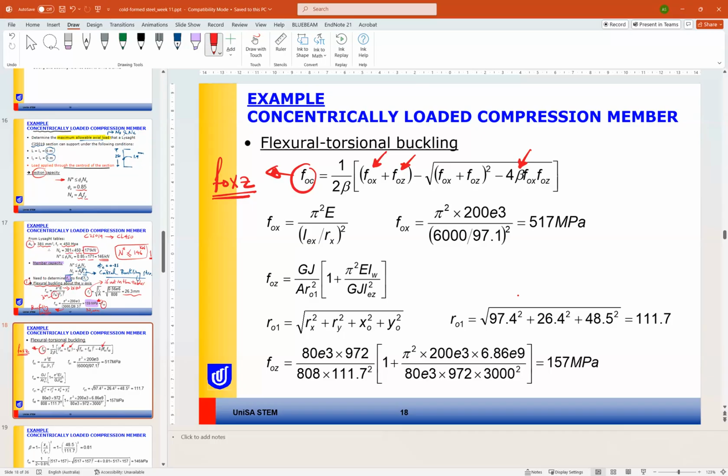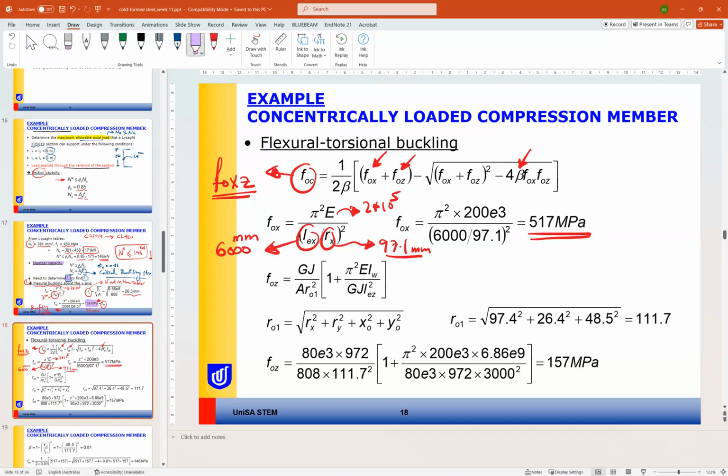FOX is equal to pi squared E divided by LEX over RX, squared. From the table, Rx is equal to 97.1 millimeter. LEX given in the question is 6 meters, so 6000 millimeter. E, Young's modulus of steel, is 2 times 10 to the power 5. So FOX is equal to 517 MPa.